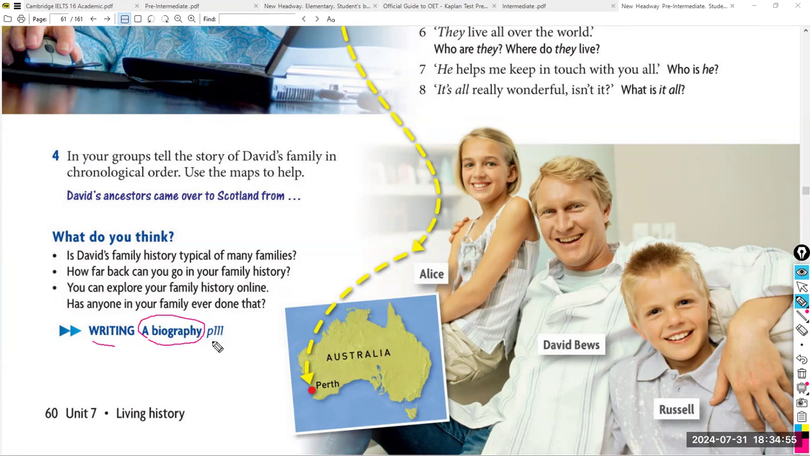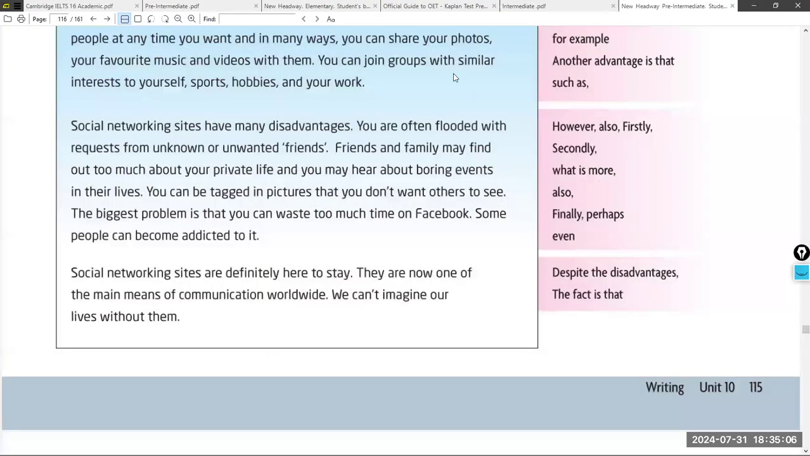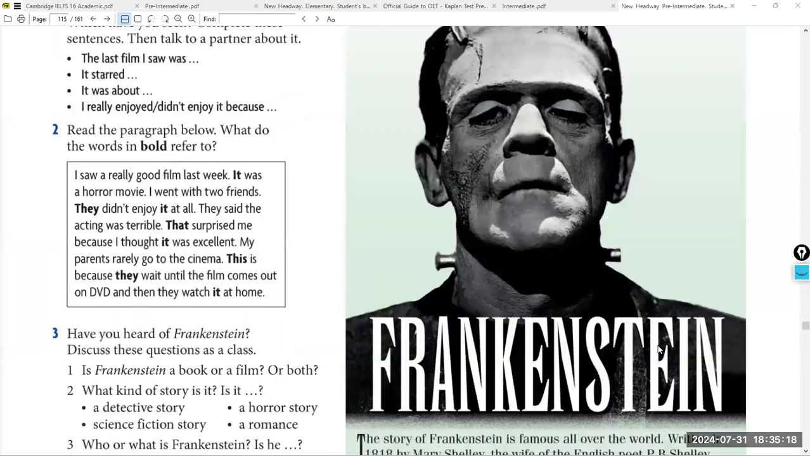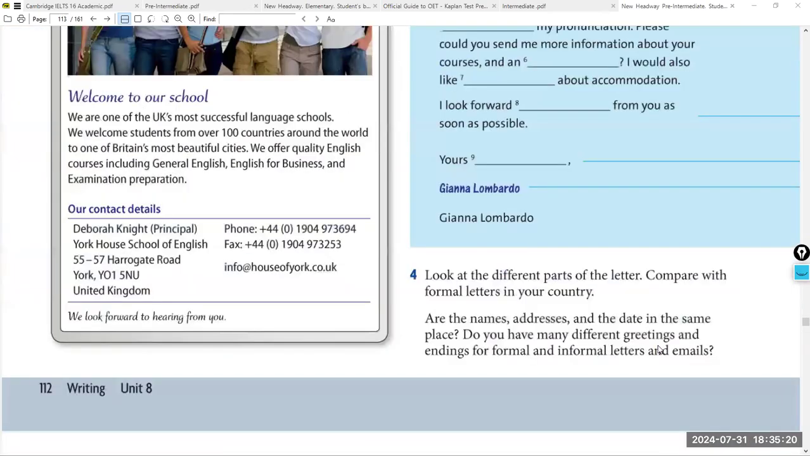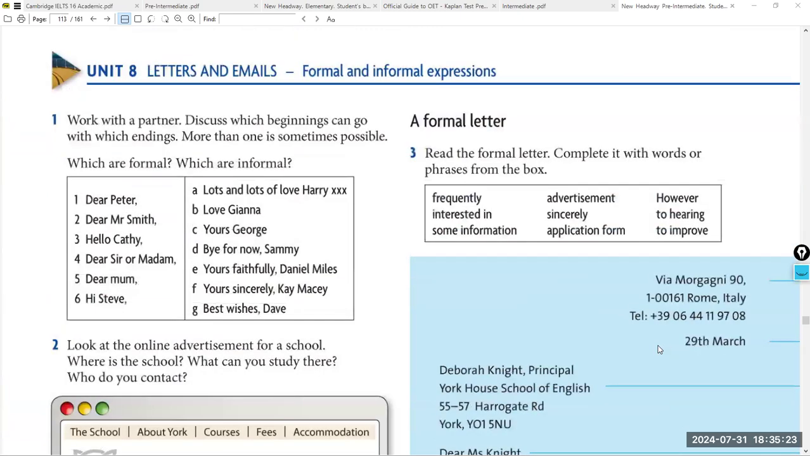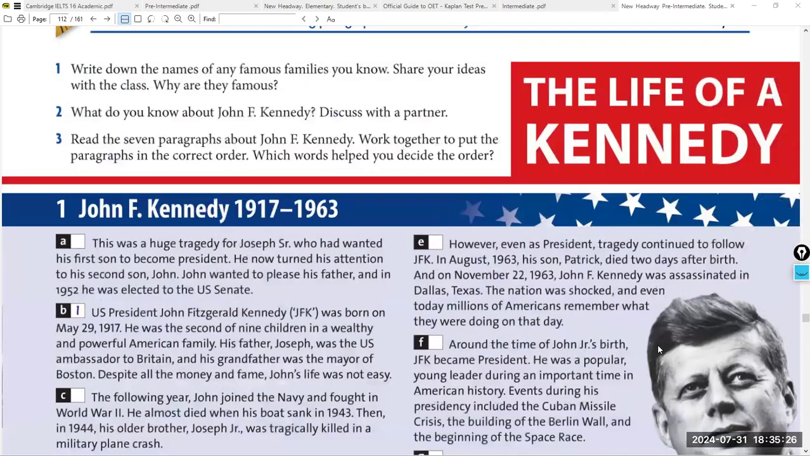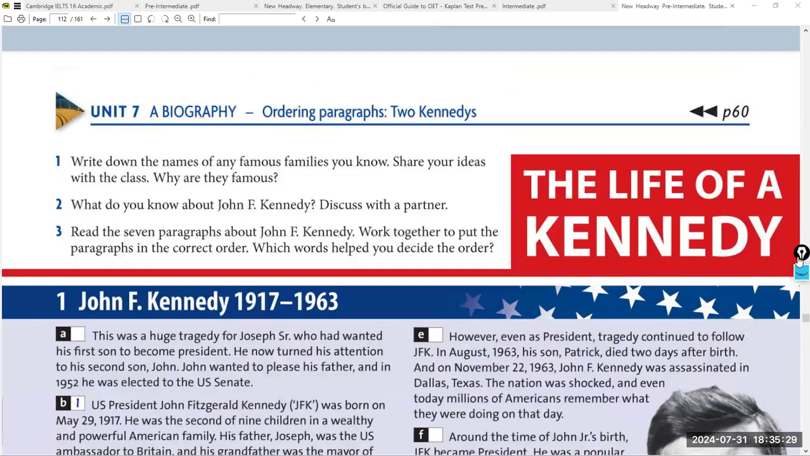The biography we have to discuss is on page 111. So let me scroll down to this page and let's learn. How to write a biography. Okay. So this is 115, this is 114, 13, 12, and this is 111. Okay. Now, guys, if you notice that in the same unit, which is 7, this is a biography.